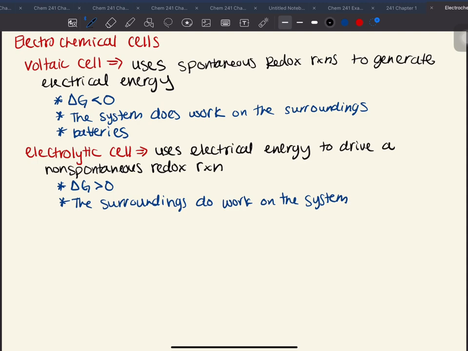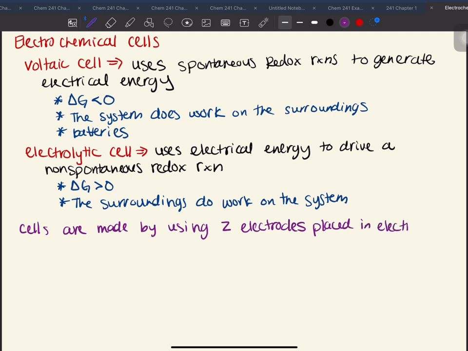Now, whenever you're looking at these electrochemical cells, they are made by using two electrodes placed in electrolyte solutions. Now remember, an electrolyte solution is one where you have ions floating around. So it needs to be a soluble ionic compound in that solution.